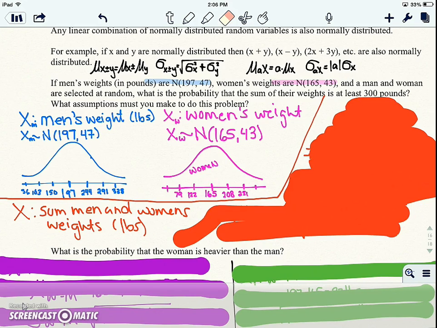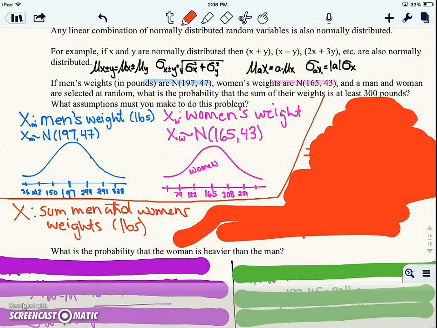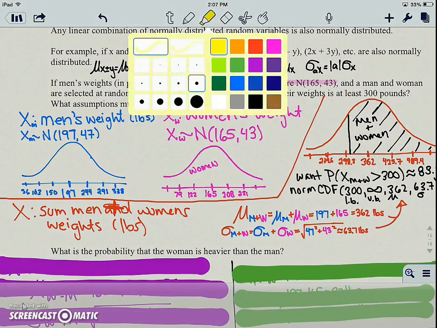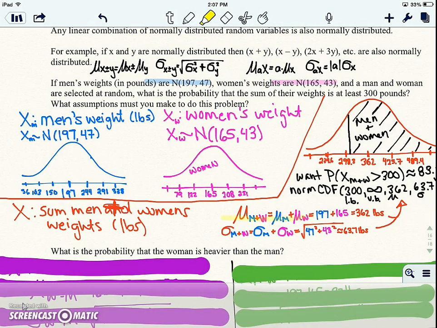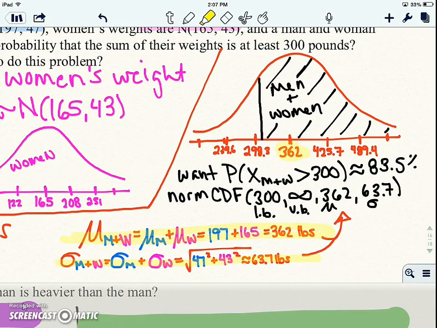So we combine them to be the sum of the men and women's weights, remembering that sum means plus, so we're really adding the two. And we need to make a new curve and then look at the question. So the new thing would be we want to add the men and women's weights, so we use our formula and get a new average of 362 pounds, and we put that on our picture. And for the standard deviation, we use the formula with the square root because we're adding, and we get a new standard deviation of 63.7 pounds. So we use that to fill in our picture so we can see what's going on.